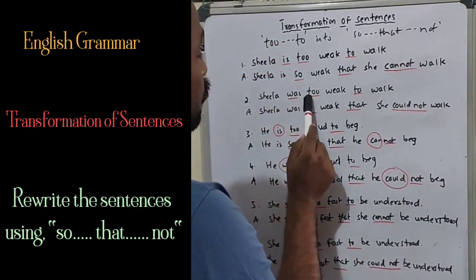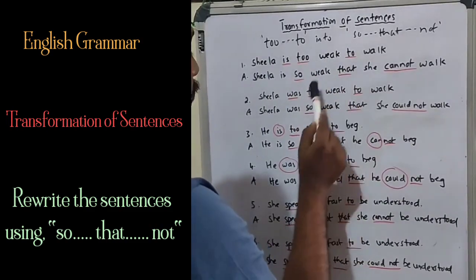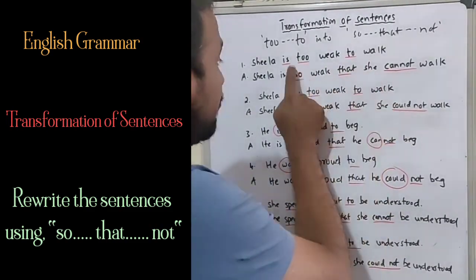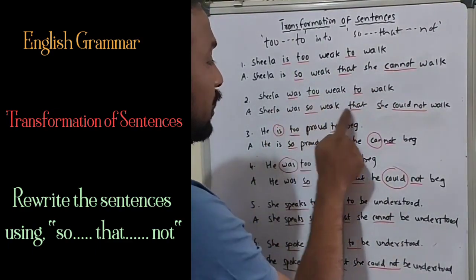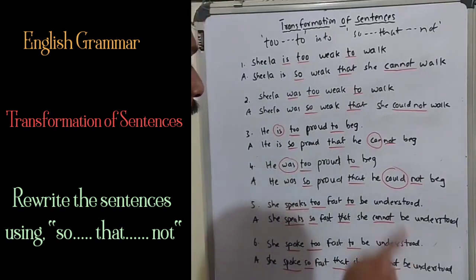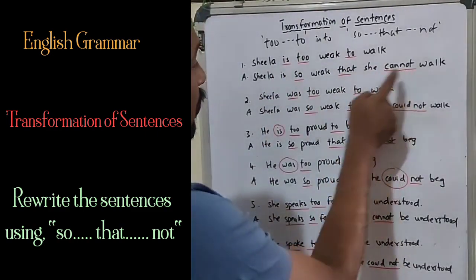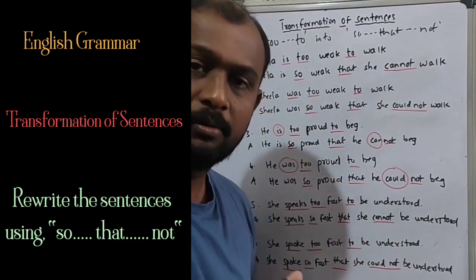Sheila was too weak to walk is past tense. Both the sentences contain to and to. Okay, dear students, while converting present tense, you must use cannot. While converting past tenses into so that not, use could not. Please notice the difference. In case of present tenses, use cannot. In case of past tenses, use could not.